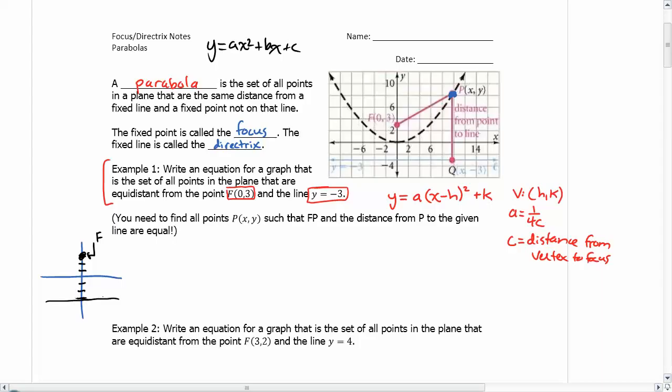Okay, how can we find the vertex? Well, the easiest point to find is that your vertex is exactly between those two lines, so it's halfway between. Your focus and your directrix are already graphed, so as long as we can count and divide by 2, we should be able to find it. Count down from your focus to your directrix, or even easier, subtract the y values.